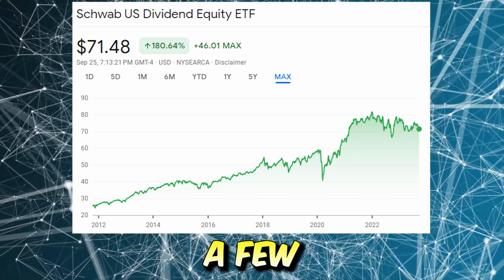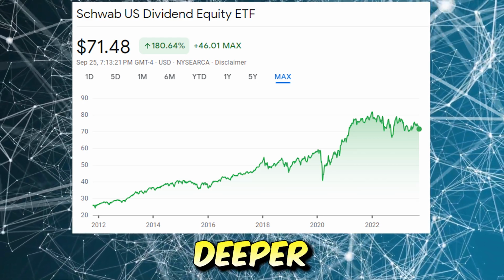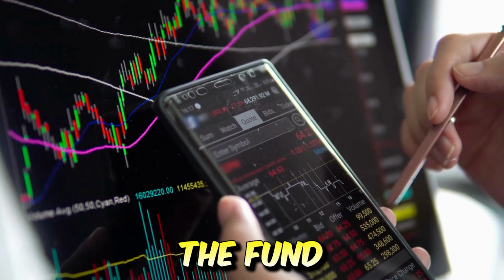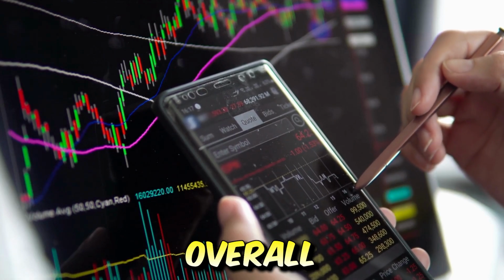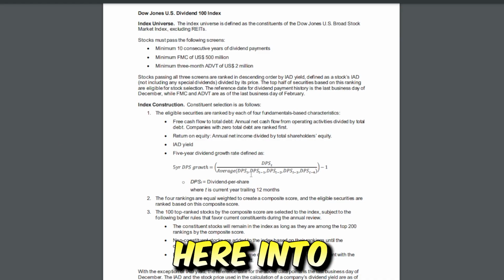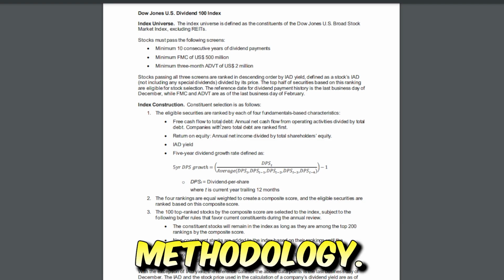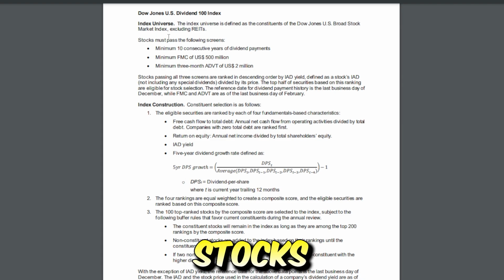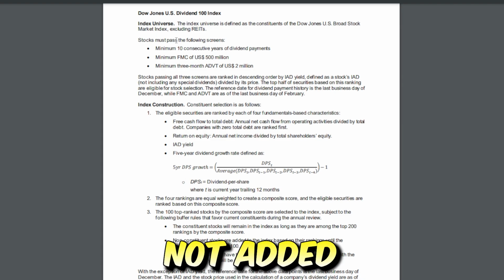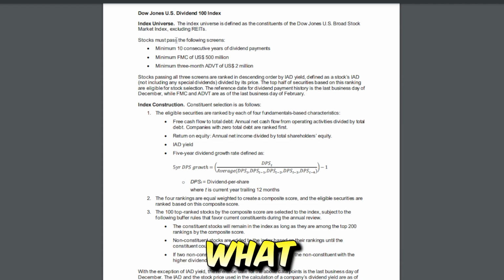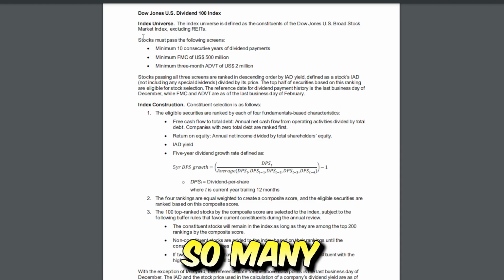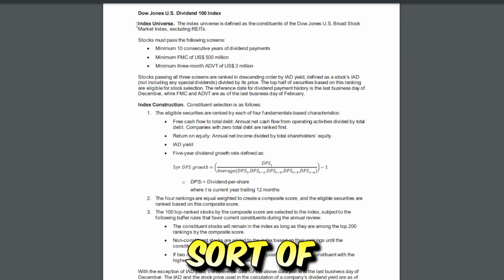So we need to take a few steps and dig a little bit deeper to figure out exactly how the fund selects its stocks within this overall index. So that brings us right here into the Dow Jones US Dividend 100 Index methodology. This will tell us exactly how stocks are added or maybe not added into this index and figure out what the heck is going on and why so many of the stocks that have been added as of recently have sort of been a dud.